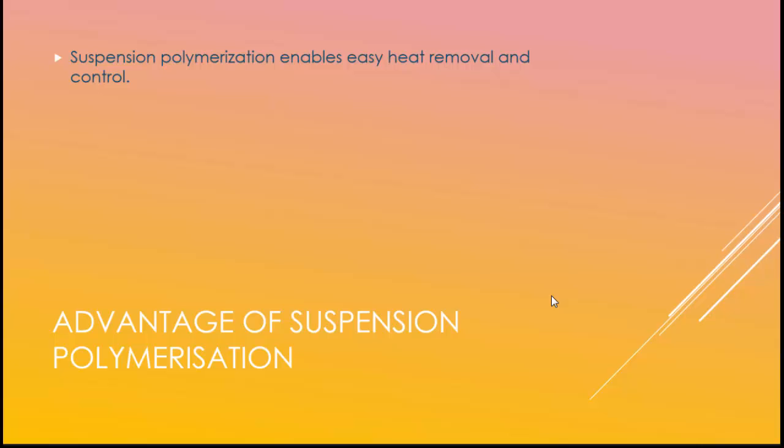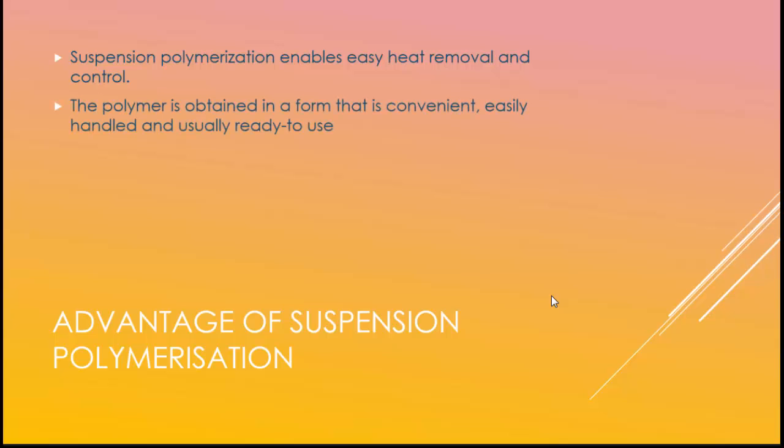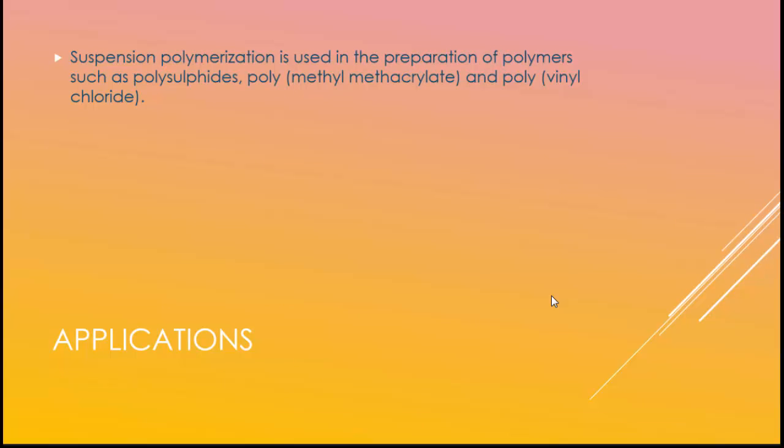So what are some of the advantages of suspension polymerization? It enables easy heat removal and control, and the polymer that's obtained is in a form that's convenient, easily handled, and always ready to use.